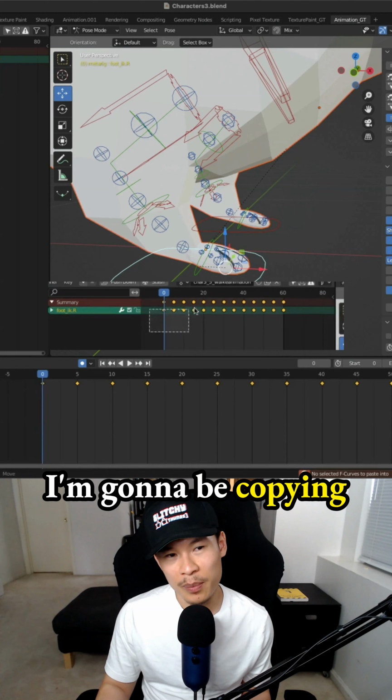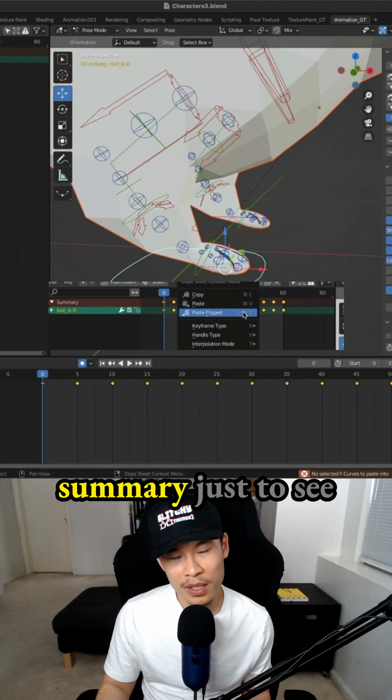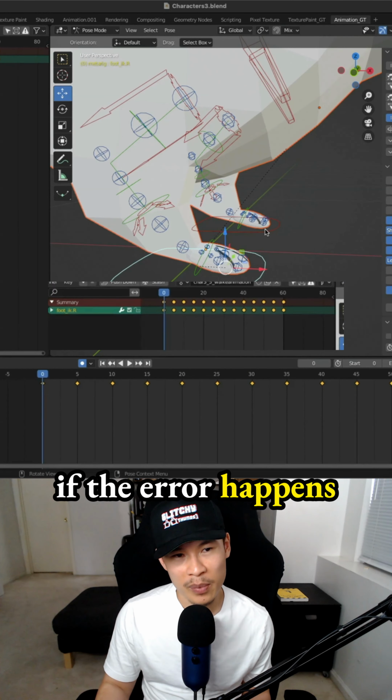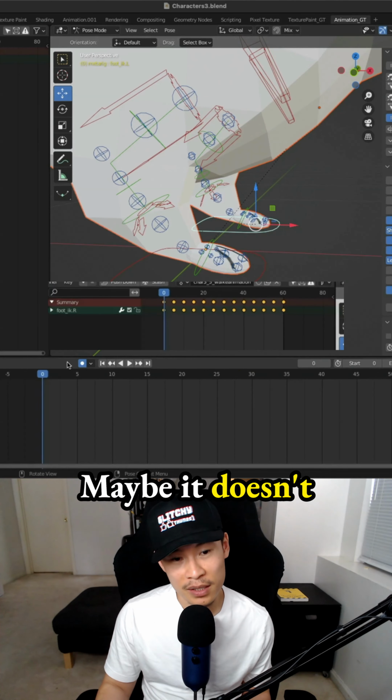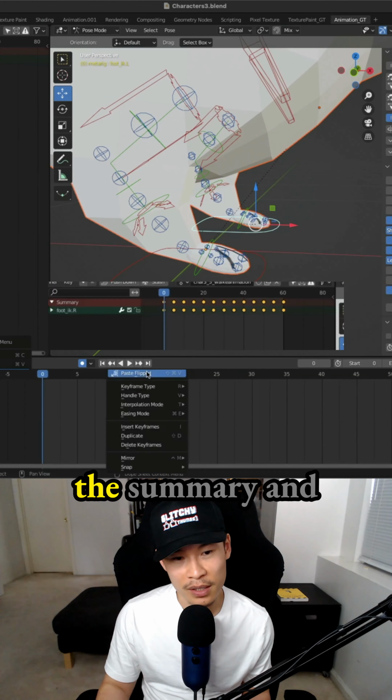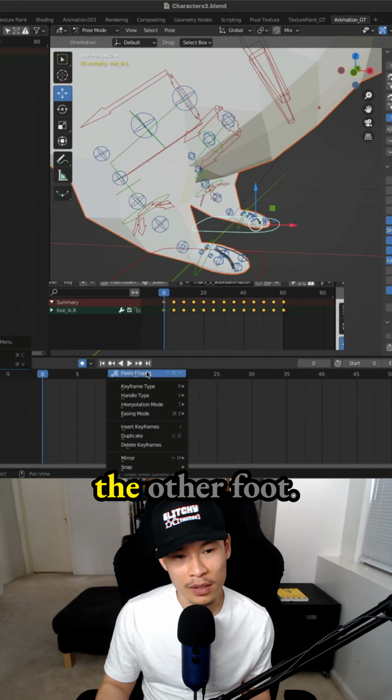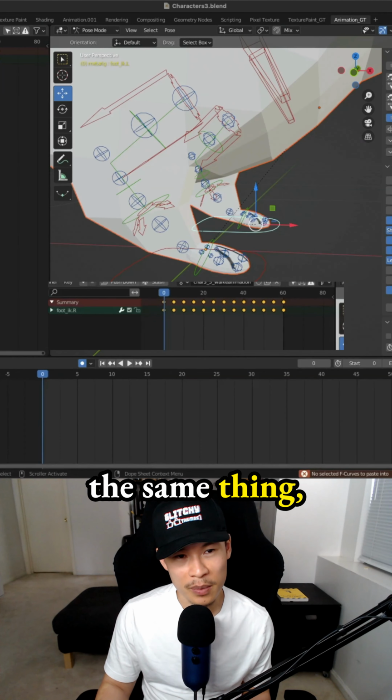I'm going to be copying the keyframes in the summary just to see if the error happens the same way. Maybe it doesn't happen that way if you copy it in the summary and paste flip on the other foot. But the error is pretty much the same thing, so you can't do it.